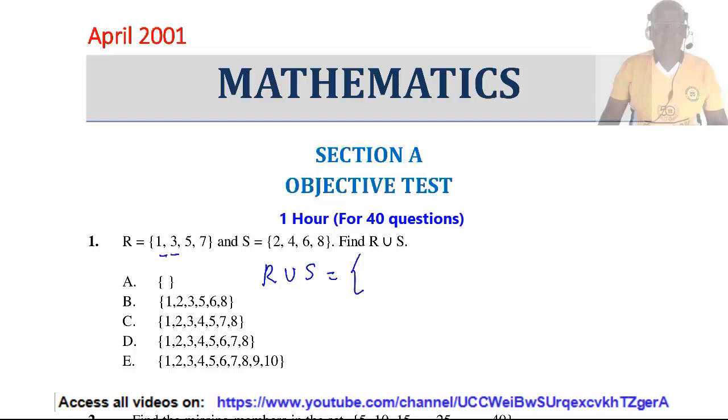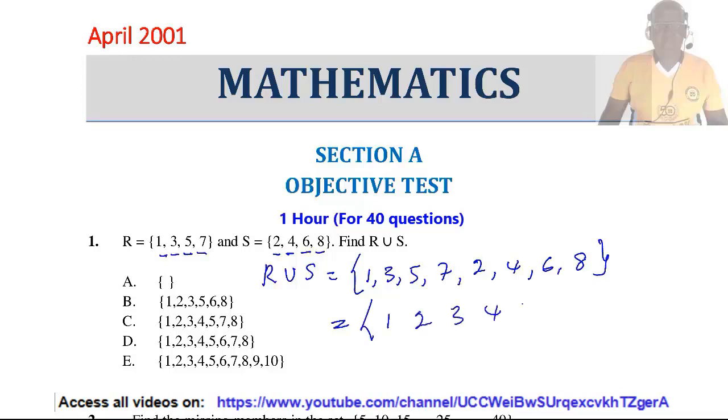So, R union S equals 1, 3, 5, and 7, and then S equals 2, 4, 6, and 8. We shall arrange the numbers in ascending order. So 1, 2, 3, 4, 5, 6, 7, and 8. So the answer is D.